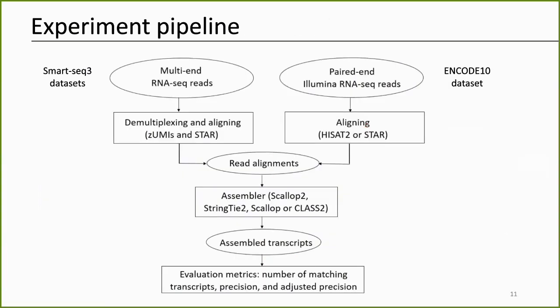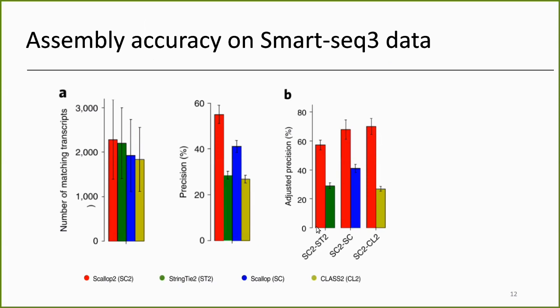For experiments, we tested our method on both Smart-seq3 data and Illumina paired-end data. We compare Scallop2 with three other state-of-the-art assemblers, including StringTie2, Scallop, and Class2. And we evaluate them using the number of matching transcripts, precision, and the adjusted precision. Here, the adjusted precision is the precision when the two compared methods are adjusted to have the same sensitivity. For the results, please refer to our paper for more results.